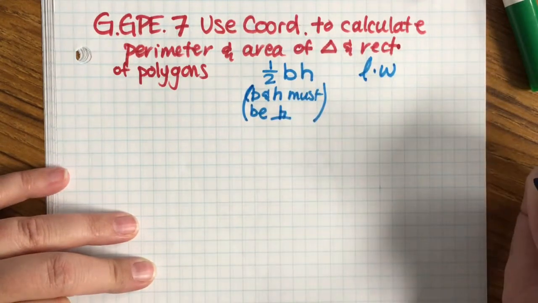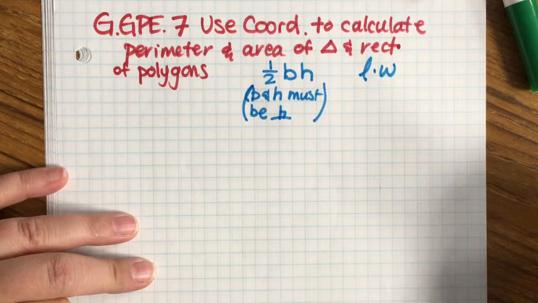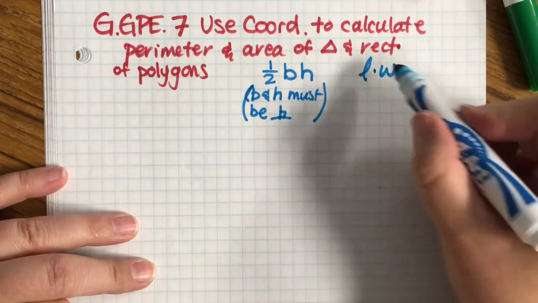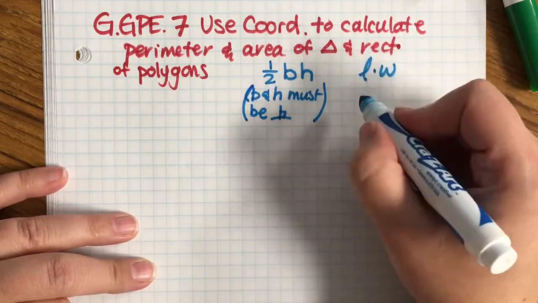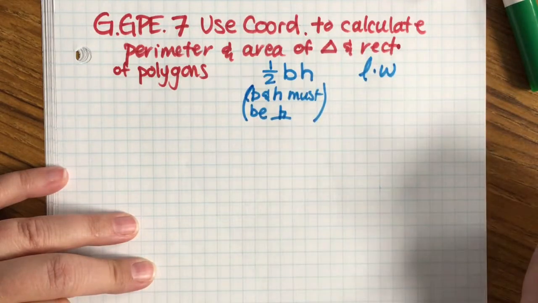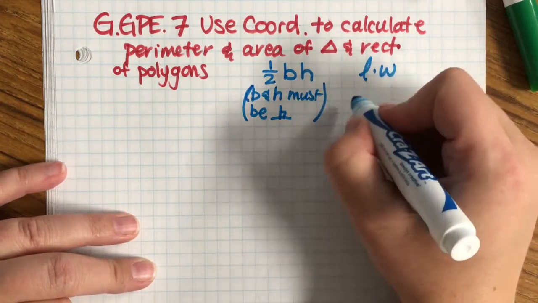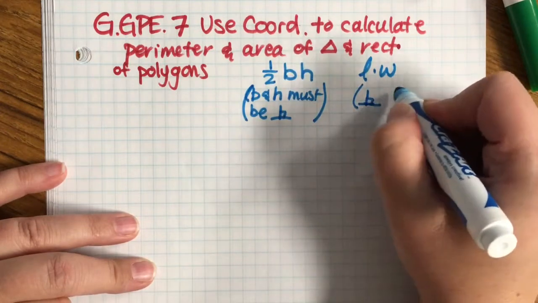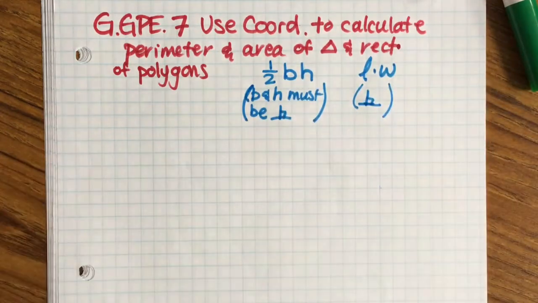Isn't that volume? Length times width. If we did length times width times height, that would be volume, but we're only doing length times width. And again, in order for it to be a rectangle, those must be perpendicular also. I'm just gonna put perpendicular, but then if perpendicular, then it wouldn't be a rectangle. So I'm just gonna put perpendicular.